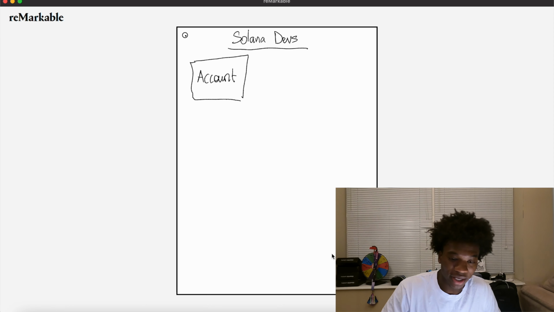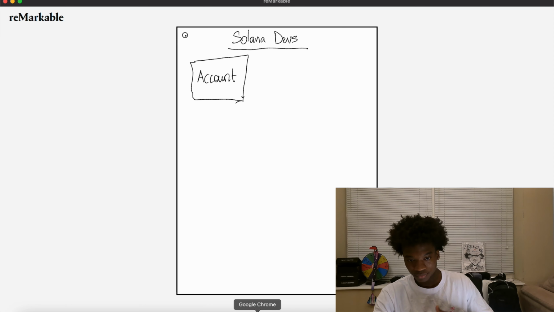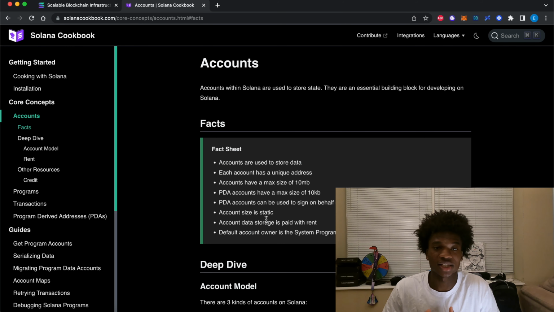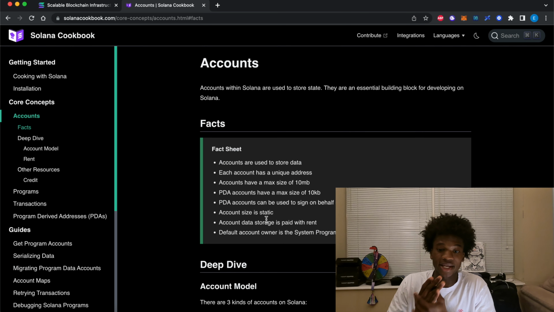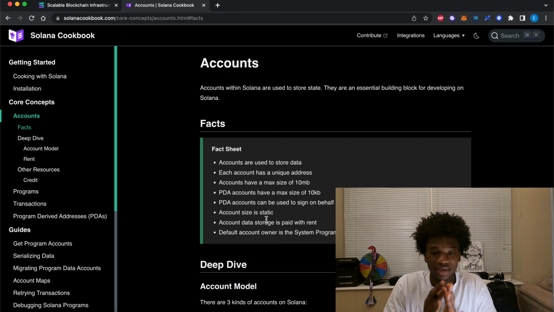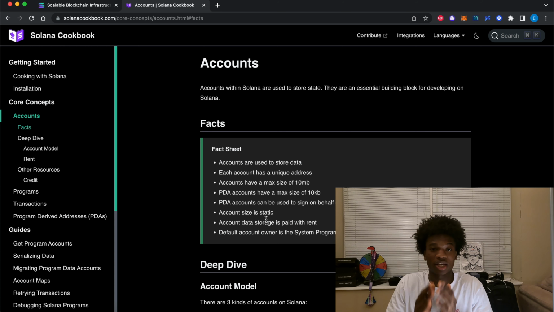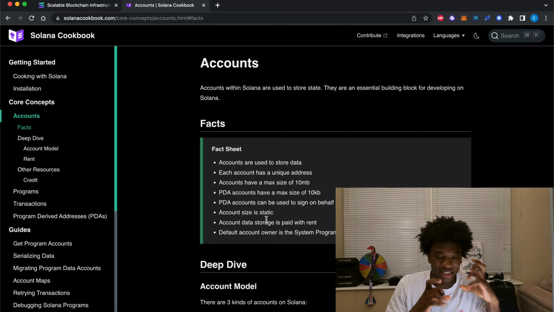So the first thing we have here is accounts. What are accounts? Accounts within Solana are used to store state, and they are essential for Solana. Accounts are used to store data. Each account has a unique address. Each account has a max size of 10 megabits. Because we are storing some type of data, we need to have a size which each account can carry. And then we have PDA accounts that have a max size of 10 kilobytes. So PDA accounts seem to be holding a smaller amount of data than regular accounts.